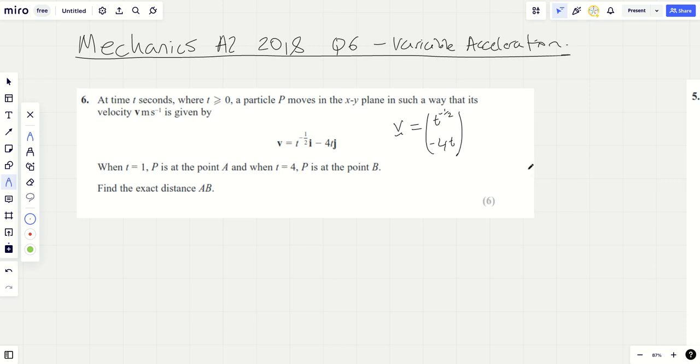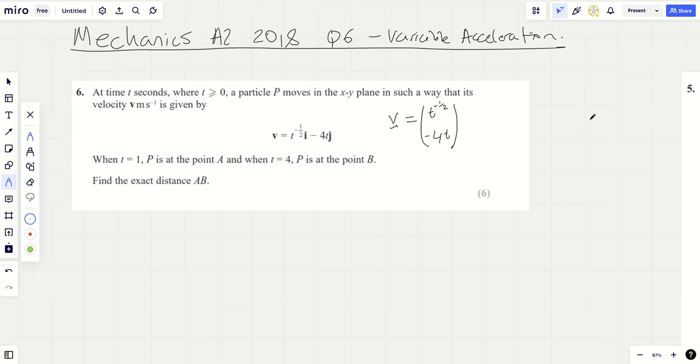If it was constant acceleration, remember when you differentiate velocity, you get acceleration, yeah? And when you differentiate this, are we going to be left with constants? Well, on the y component, yeah, we will be, but not on the x component, and hence, at least in the x direction anyway, the acceleration is varying because after I differentiate this, it's still in terms of t.